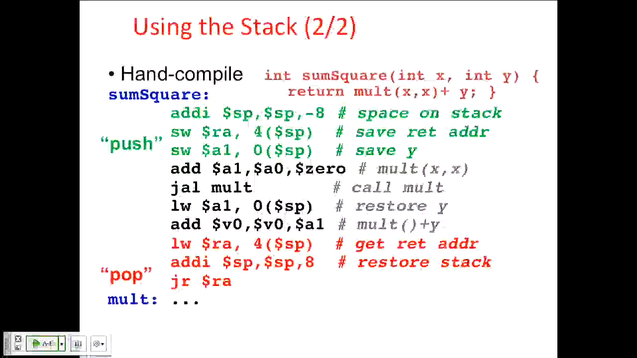Question? Sorry, repeat the question. So at the end of mult, how would you return for multiply? What would be the last instruction in the multiply routine? Right, exactly. So all the functions return with JRRA. So every function call is going to end with a JRRA. Jump to the PC whose value is in the RA register. All your subroutines are going to end that way.